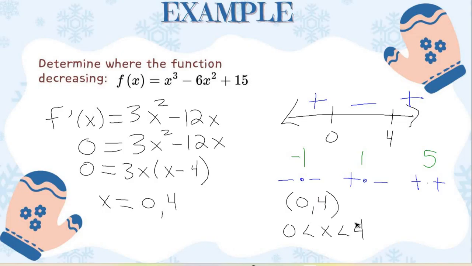Do notice that because I'm talking about increasing or decreasing, we're comparing two y values. I'm saying this y value is smaller than my previous y value. That means I have to have two y values to look at. So when we're talking about increasing and decreasing, we do not include the endpoints, because I am not increasing or decreasing at one point. Does that kind of make sense?